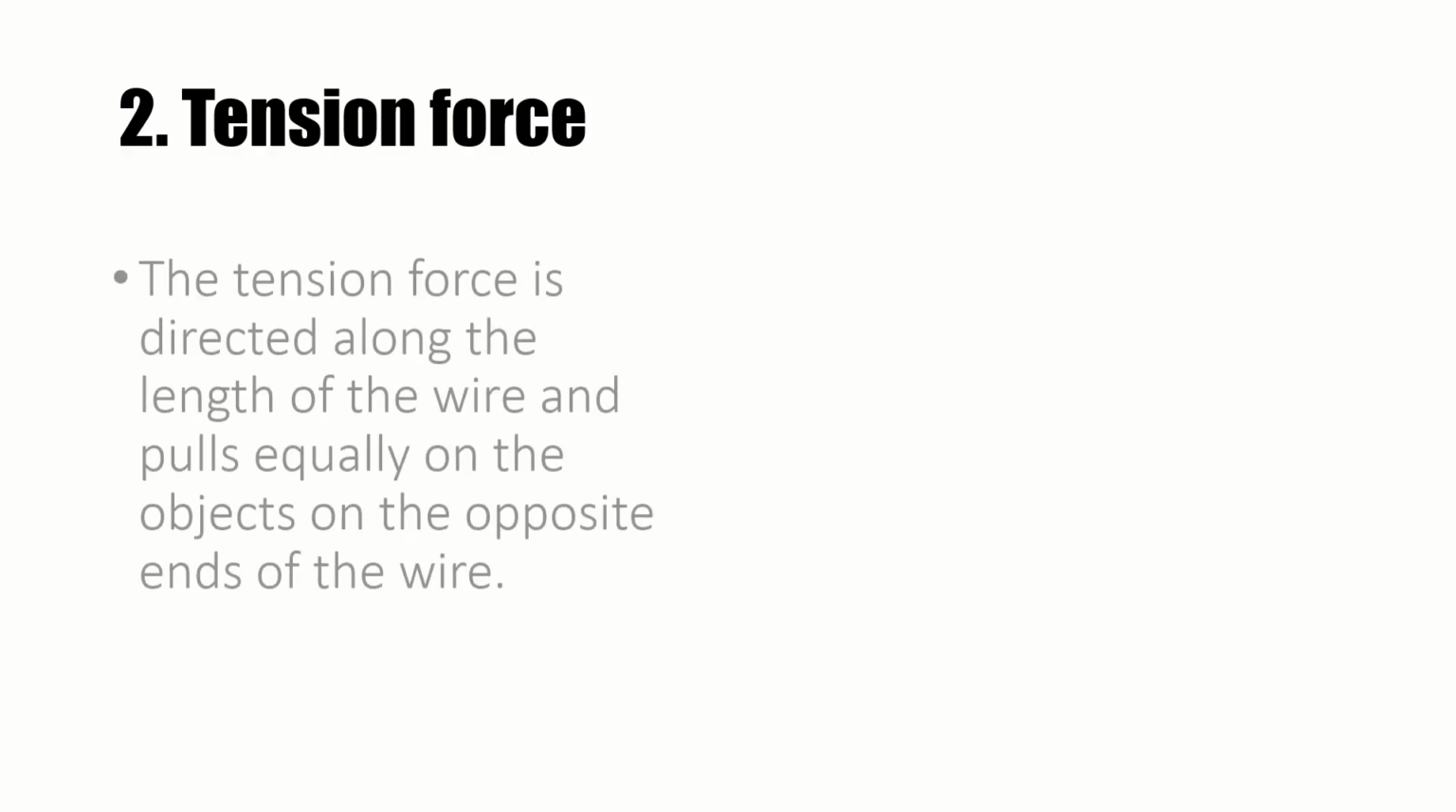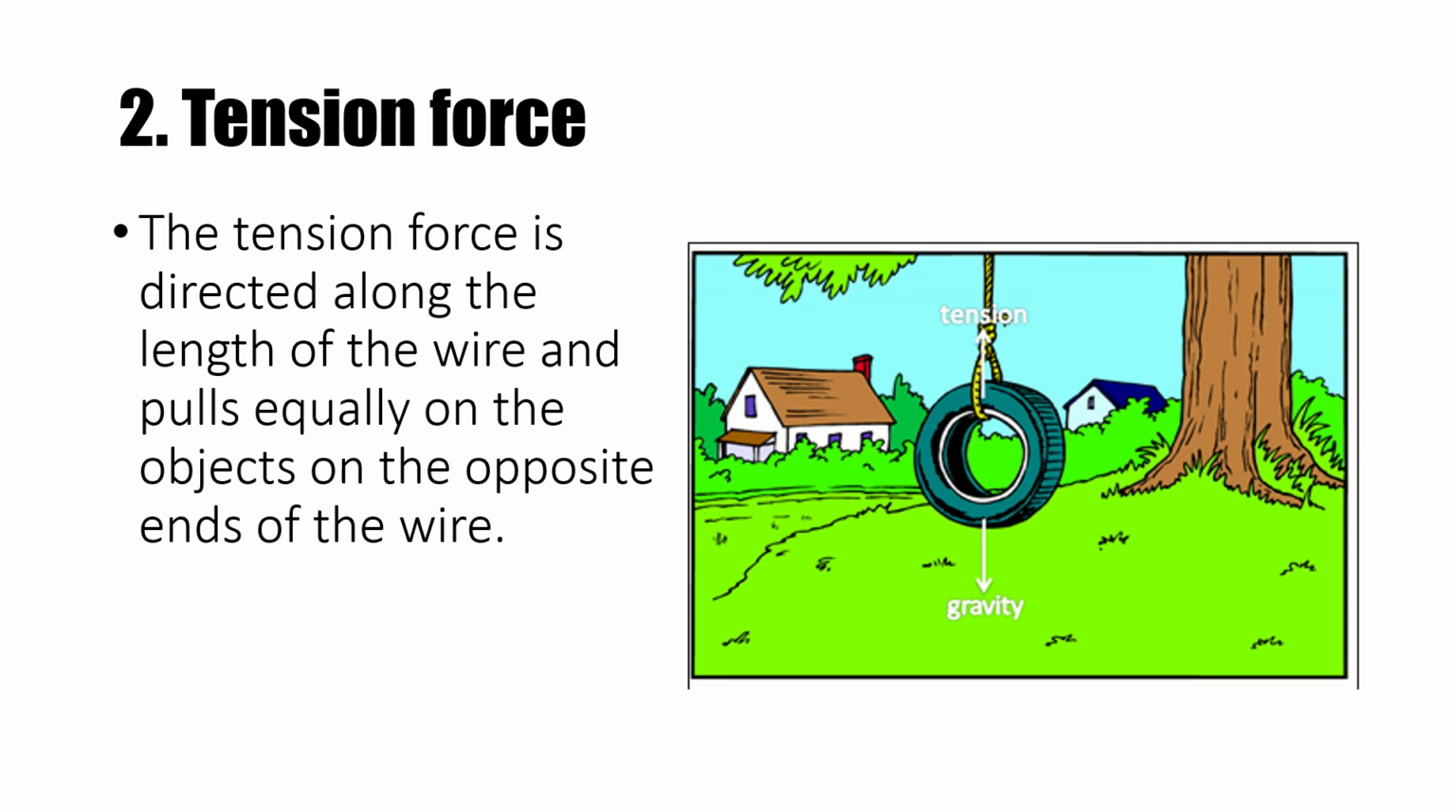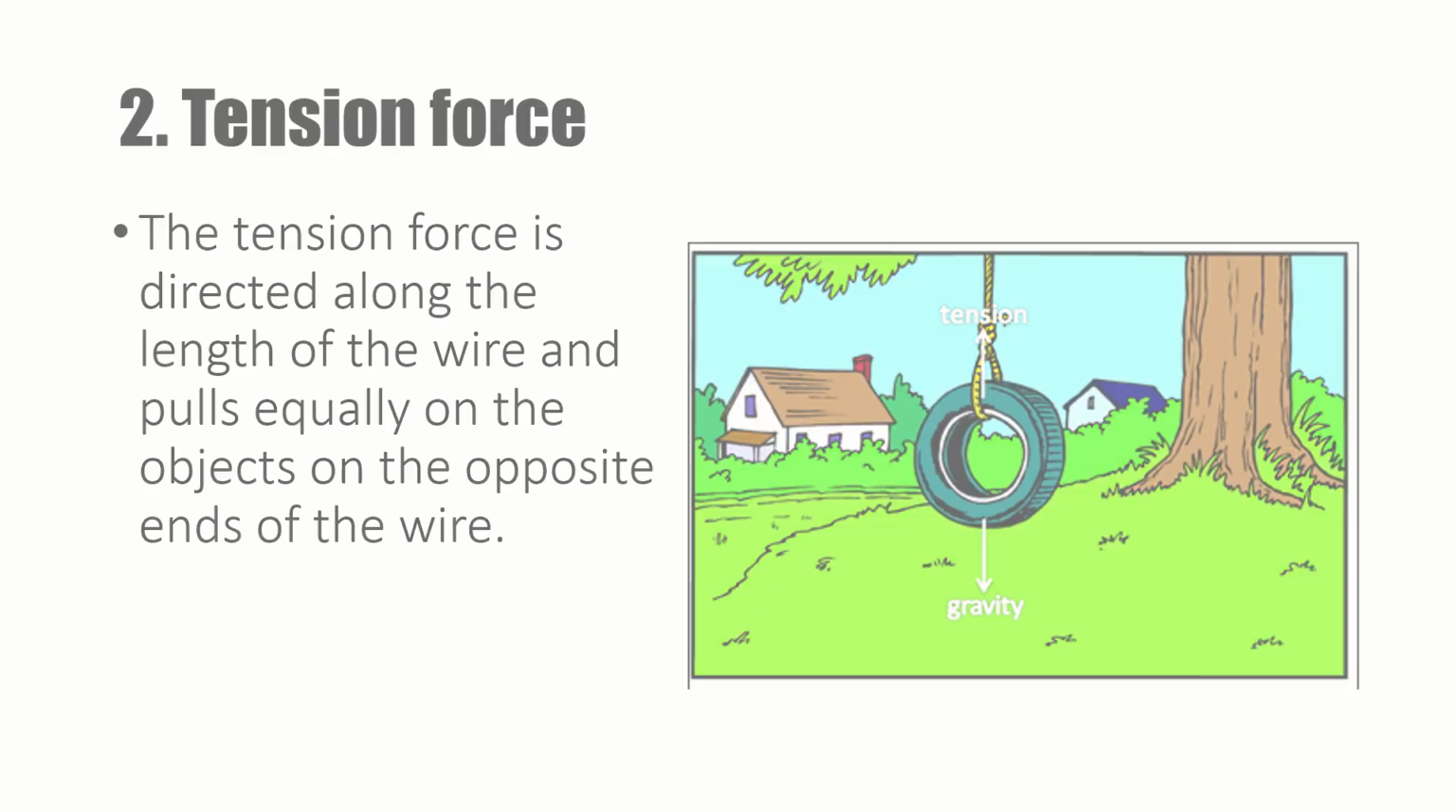Next, for tension force again, it is directed along the length of the wire and pulls equally on the opposite ends of the wire. So there's an effect if the wire is too long or too short. Of course, tension force will also vary depending on the weight of the object that you have and the type of material that you have. Okay, anyways, you know the context already.